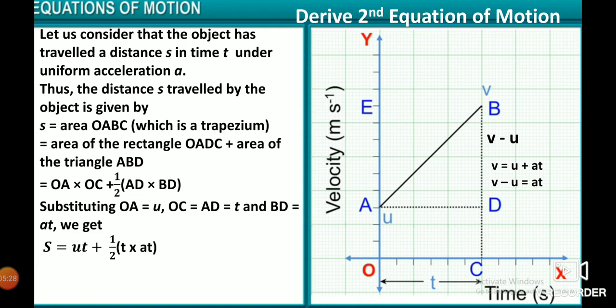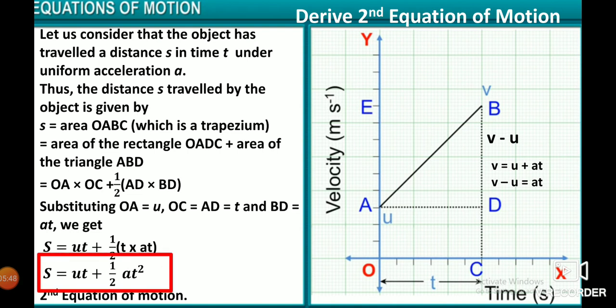So we get S equals UT plus half. AT was T and BD was AT. So if you multiply and simplify it, you get S equals UT plus half AT square. Now, what is this UT plus half AT square? This is your second equation of motion. S equals UT plus half AT square is your second equation of motion.